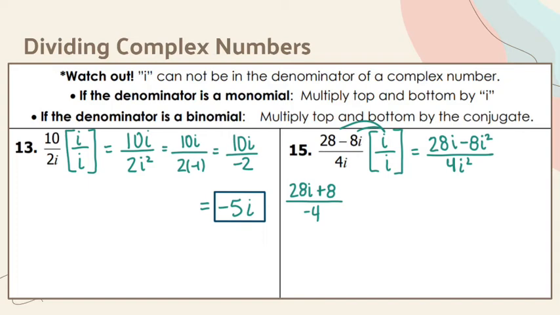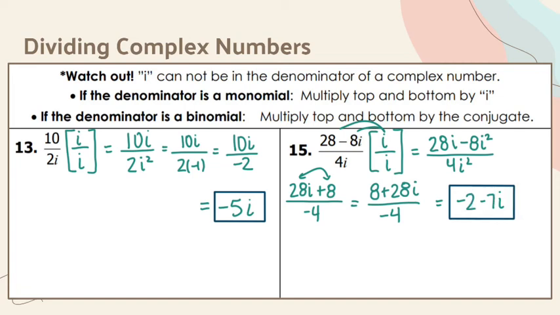Now, two things need to happen. One, the order of these is not correct. So let's fix that: 8 plus 28i over negative 4. Then we need to simplify this kind of like a fraction. So 8, 28, and 4 are all divisible by 4. But I'm going to specifically divide by negative 4 so we can get this denominator to go away completely. So when we divide 8 by negative 4, we get negative 2. 28 divided by negative 4 is negative 7, so we have negative 7i. And then negative 4 divided by negative 4 is just positive 1, so we don't have to write that. So we're left with negative 2 minus 7i as our final answer.